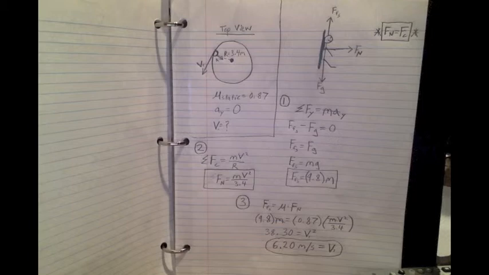The masses are both unknown values, and those are going to cancel out, so you don't need to worry about the mass. Then you're left with 9.8 equals 0.87 times velocity squared divided by 3.4. We can then divide 9.8 by the fraction of 0.87 divided by 3.4 and find that the velocity squared equals 38.3. Then you take the square root of both sides and find that the minimum velocity is going to be 6.2 meters per second.